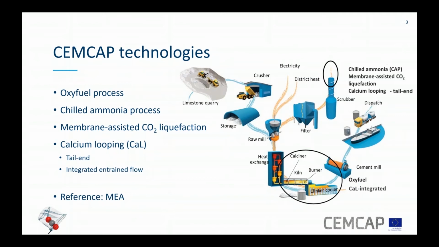The Oxyfuel and the calcium looping integrated entrained flow process are quite different in nature to the end-of-pipe technologies, in the way that these technologies are more integrated into the core process as indicated here. And a little bit later on in the webinar, we will take a little closer look at each of these technologies and how they are integrated in the cement kiln.